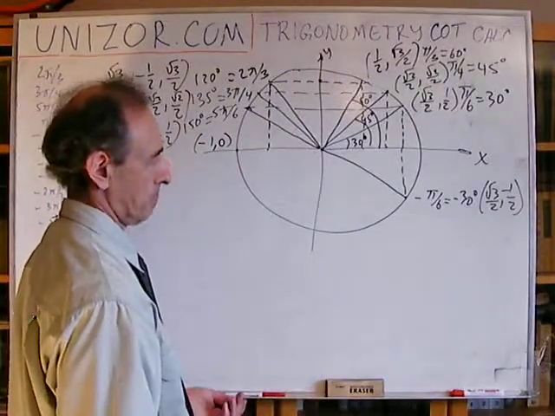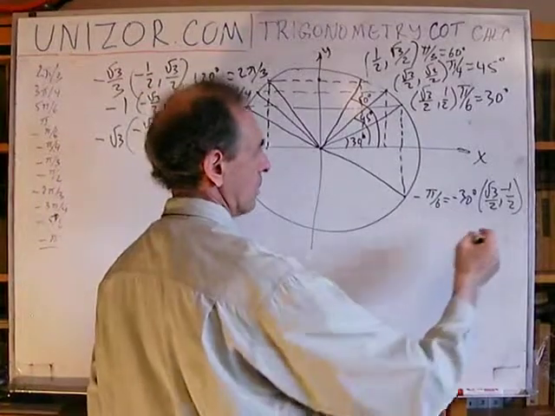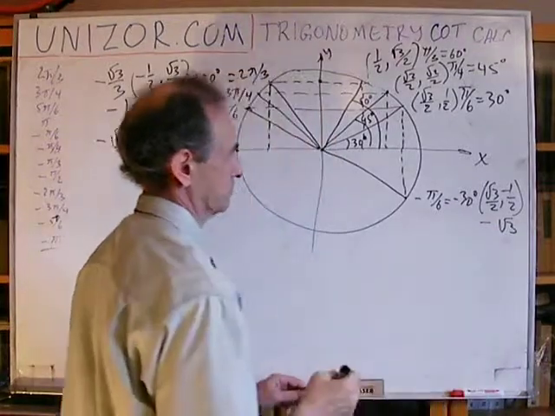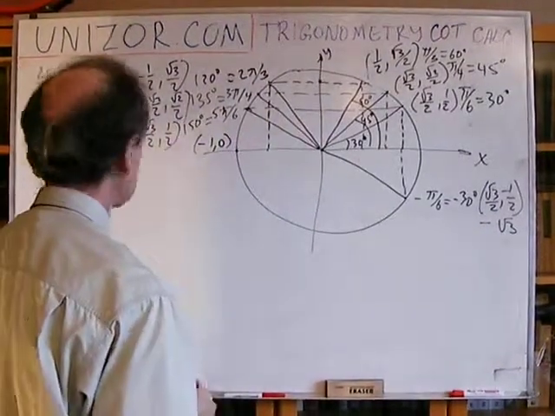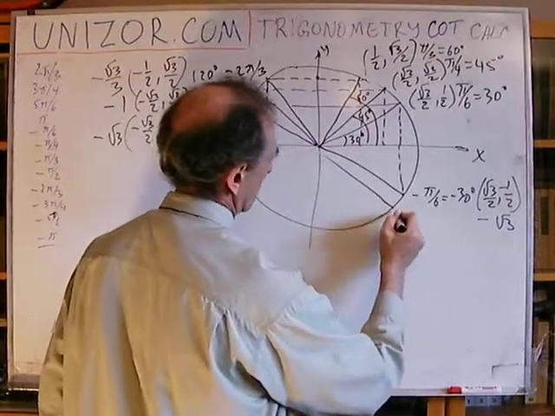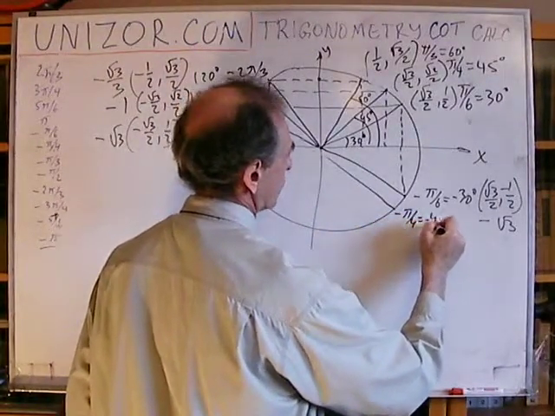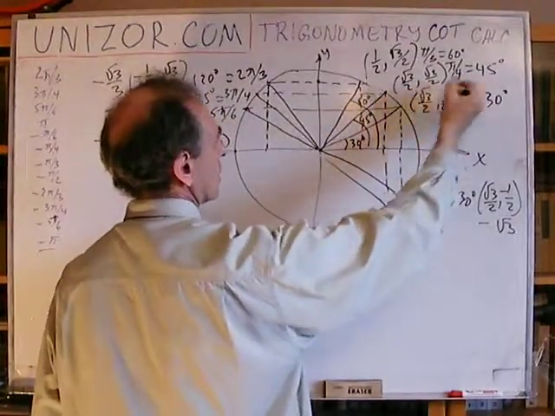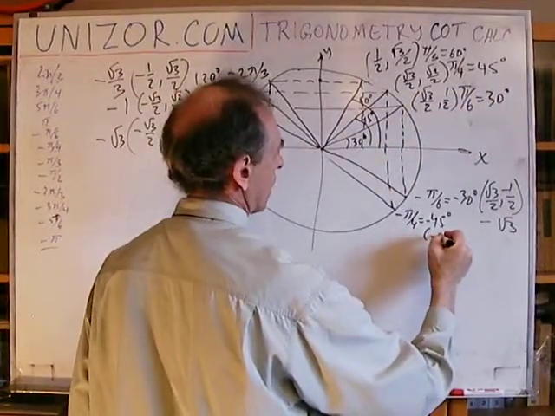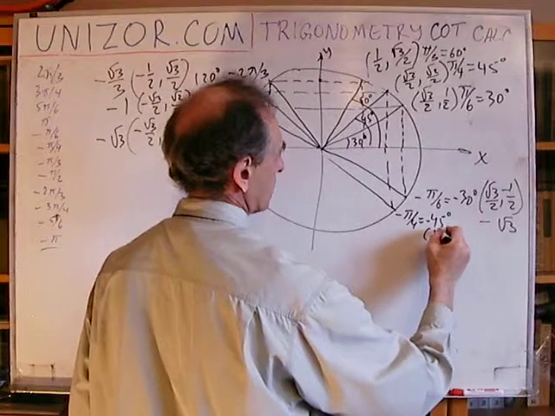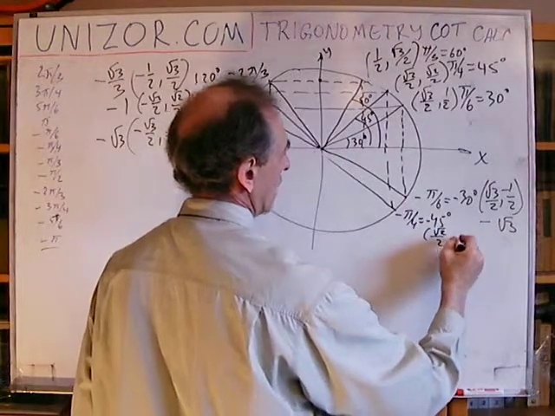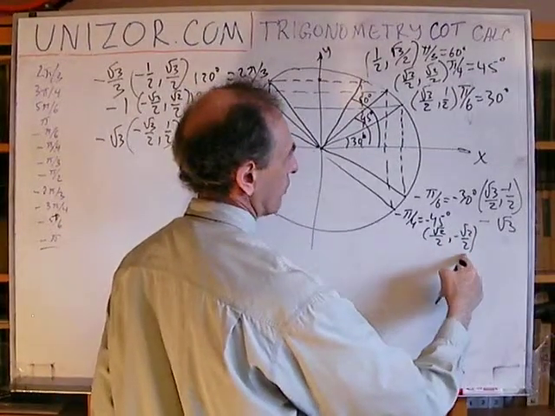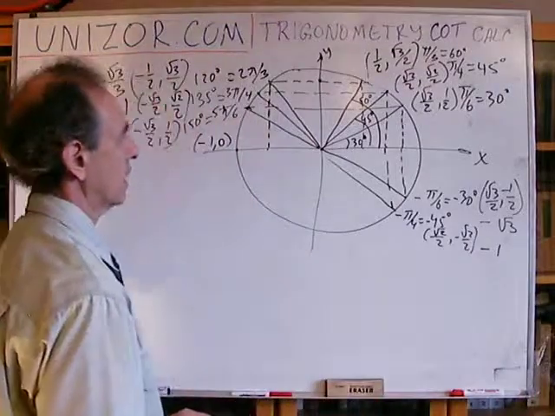And what's the cotangent, which is the ratio of abscissa over ordinate? It's minus square root of 3. Next, minus pi over 4, which is minus 45 degrees, which is symmetrical to plus 45 degrees. So I retain my abscissa, which is square root of 2 over 2, I change the ordinate to an opposite sign, and the ratio of abscissa over ordinate would be minus 1. That's the value of the cotangent.